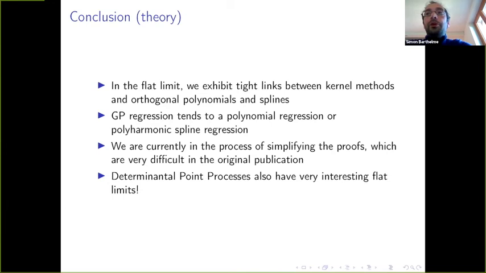Now, most of this is in a very complicated SciMax paper with very complicated proofs. And it turned out that for that paper, we reinvented a lot of wheels. And we're now in the process of simplifying this mess. So hopefully in a few weeks, we'll have an updated paper with much simpler proofs, I hope. Something I haven't talked about, we have another paper that examines the flat limits of determinantal point processes, which also has interesting things going on. So that's from a theory point of view.